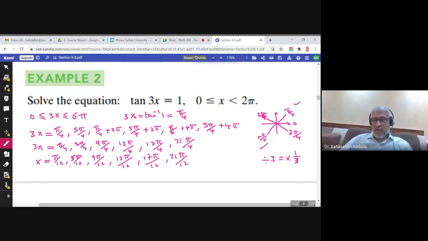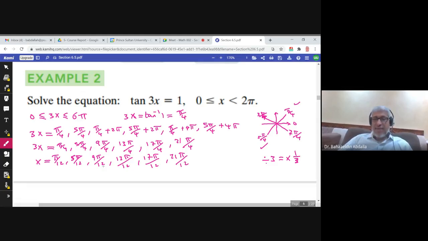And you can check all of these answers. So why not check, for example, 21 pi over 12? Is this really a solution of this equation? Just write tan, 3 times x. X is 21 pi over 12. And ask the calculator for the answer. The answer is 1. So this answer is correct. And you can check all of them.